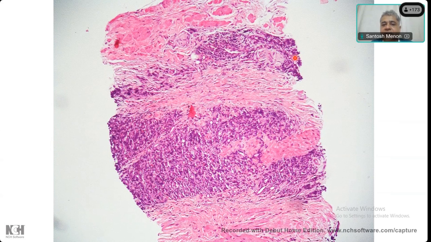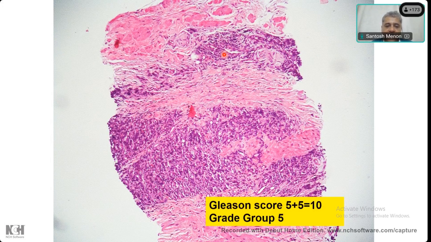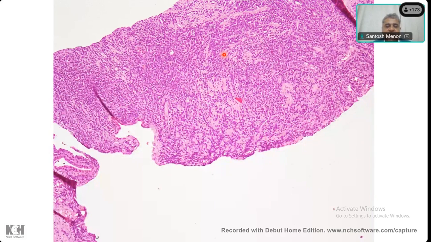Like I said, circumferential perineural invasion would generally be a cancer and not a benign condition, and that's very important. At low power, these may look like lymphocytes. There is absolutely no gland formation. But even at this power, you can make out that the nuclei are a little larger than the lymphocytes. You understand? They are a little larger.